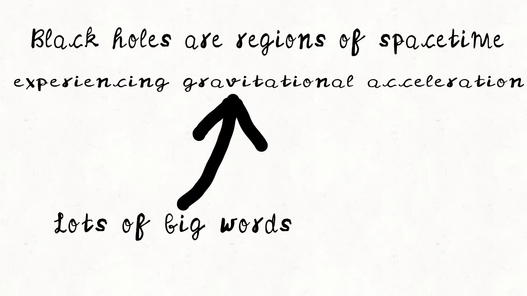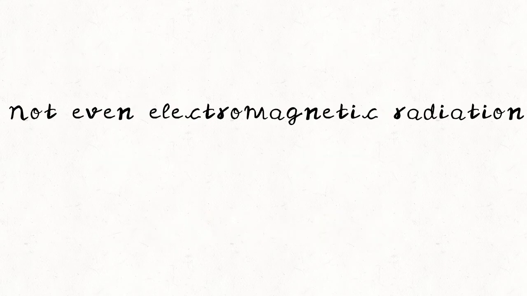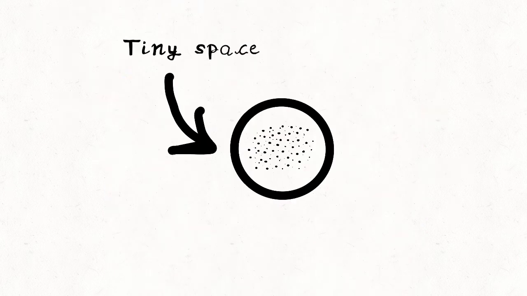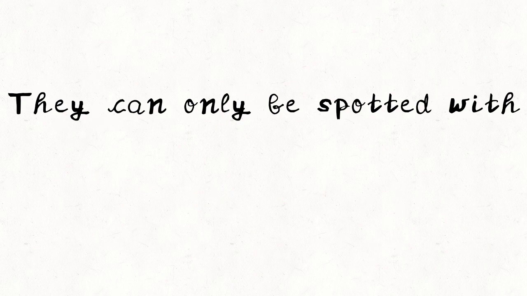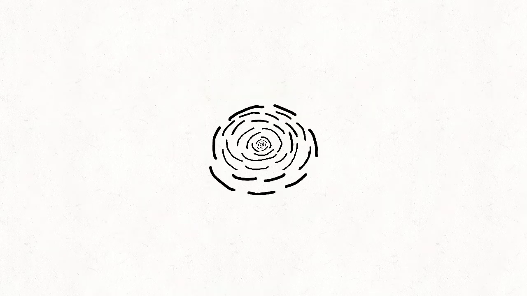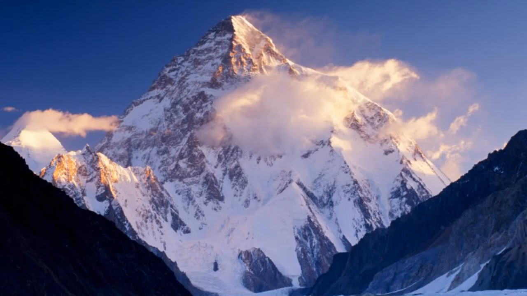Black holes are regions of spacetime exhibiting gravitational acceleration that is so strong that no particle or electromagnetic radiation, for example light, can escape from it, because the matter is squeezed into a tiny space. Black holes are also invisible. They can only be spotted by special space telescopes. They can be all sizes, big or small, the smallest being as small as 1 atom. These black holes, as small as they are, have the mass of a large mountain.